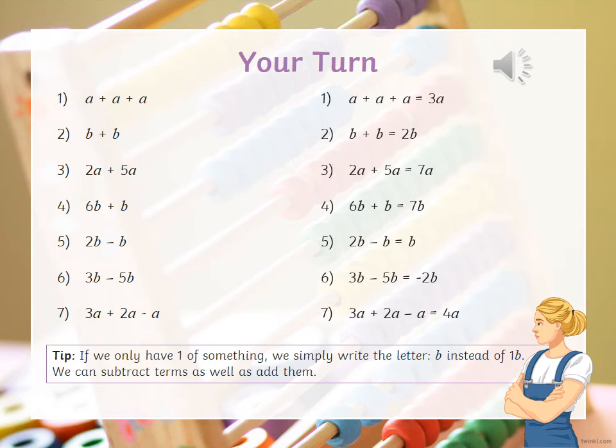Now it's your turn to simplify. You have 7 expressions you have to simplify. But remember, if we only have one of something, we simply write the letter B instead of 1B. We can subtract terms as well as add them.